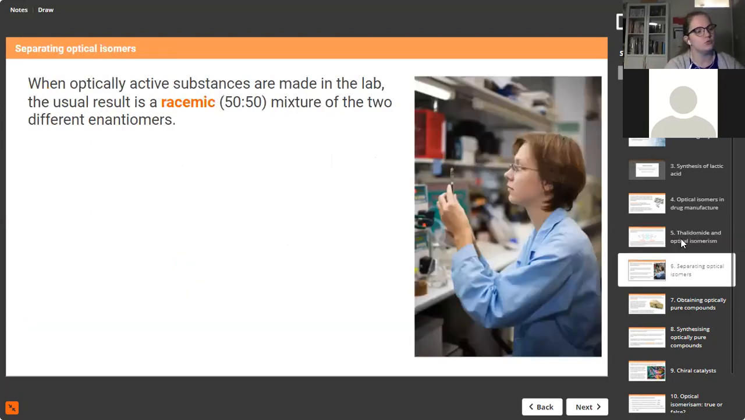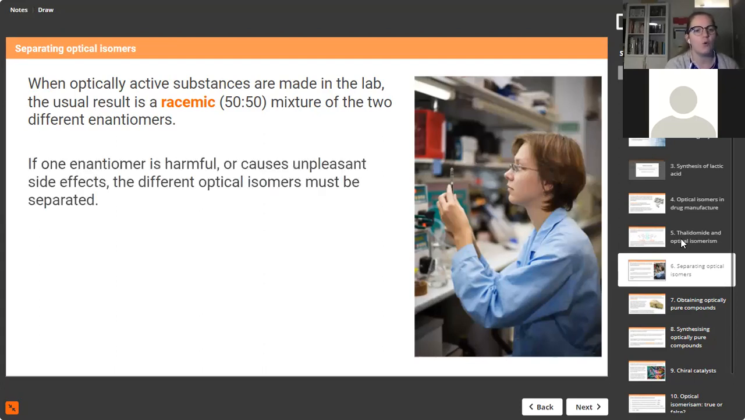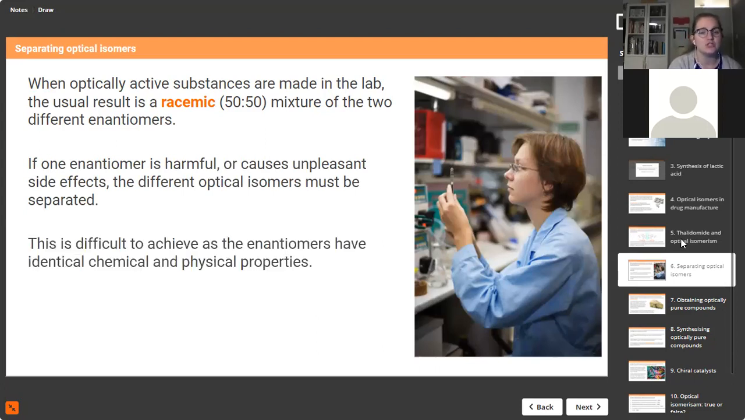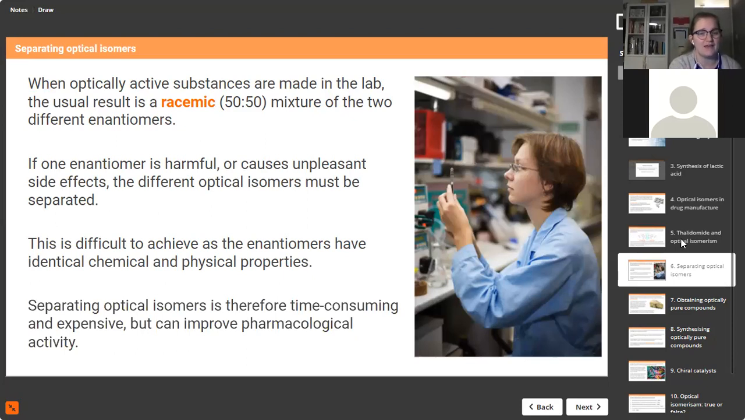So let's say we do want to separate some optical isomers. Let's say we've got something that's really worthwhile separating. When optically active substances are made in the lab, the usual result is a racemic 50-50 mixture of the two. If one enantiomer is harmful or causes unpleasant side effects, the different optical isomers have to be separated. It's hard to achieve as they have identical chemical and physical properties. And separating optical isomers is therefore very time consuming and expensive, but can improve pharmacological activity.